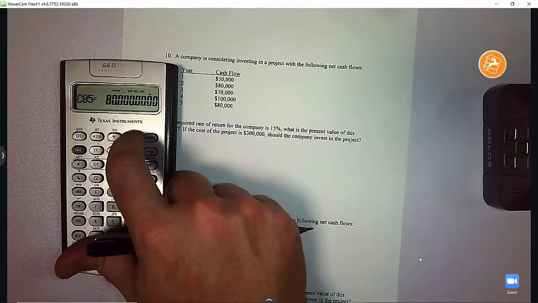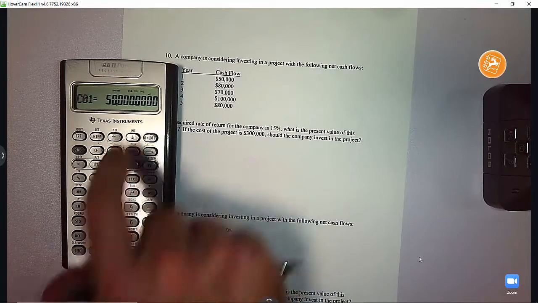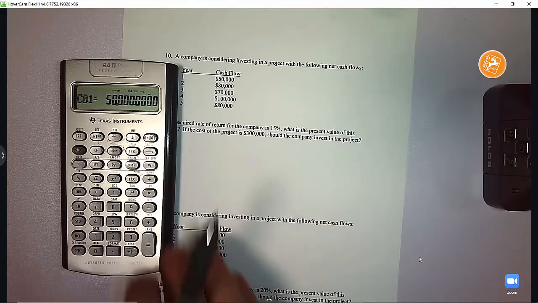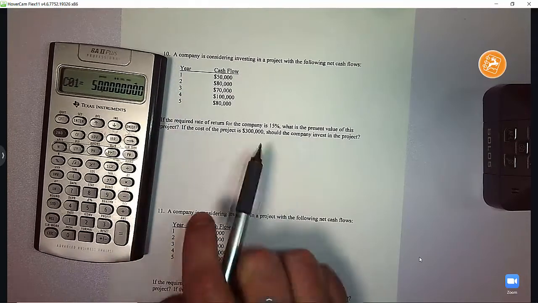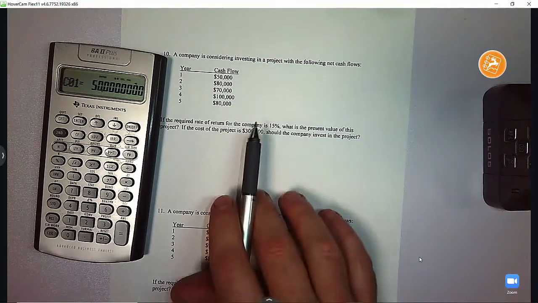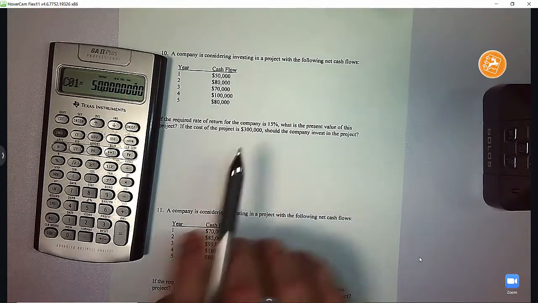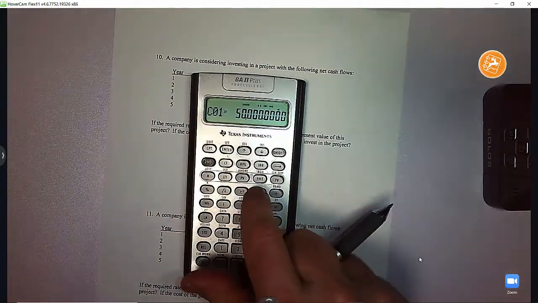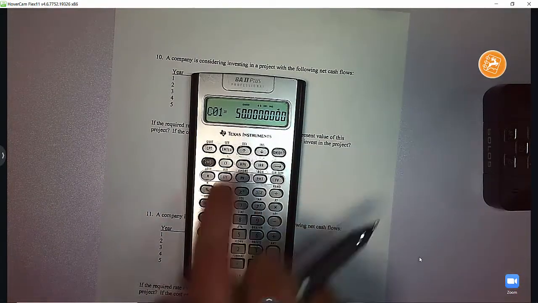I usually press the down arrow a couple times just to make sure there's nothing else out there. There isn't, so I'm good. So now I'm going to calculate the present value of this project if the required rate of return is 15%. Okay. So to do that, I'm going to go and press the NPV button. It stands for net present value.